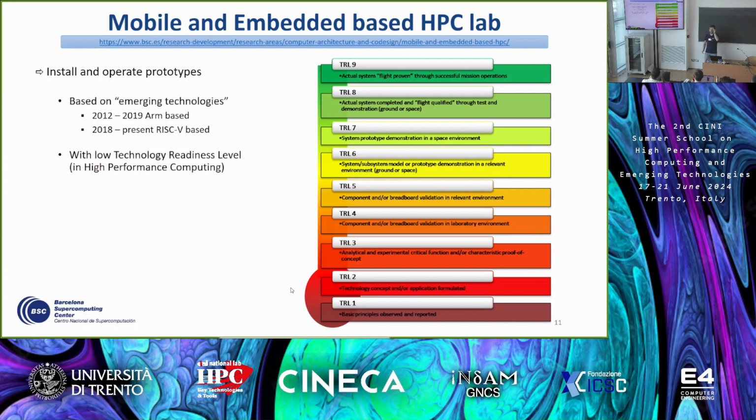If we apply this to high performance computing, I can say, hey, I can take the Android development kit, install it as a cluster, and do HPC. Yes and no, because probably at some point I will burn it down. If I run HPL for one week, a development kit doesn't have a cooling system. So we are not at TRL 9, definitely, but we are not even at TRL 1. We are in the middle.